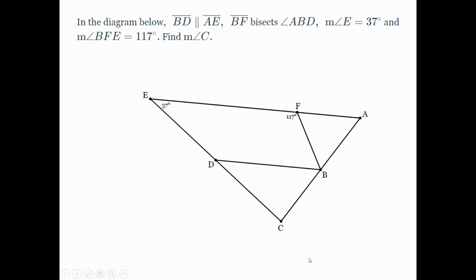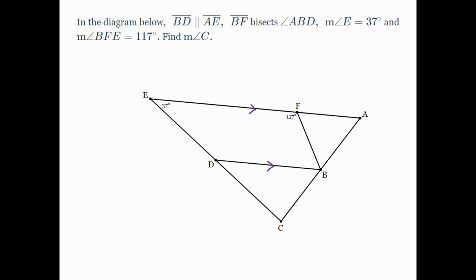Hi, this is Mrs. Rondo, and this is our second example of how to find angles in our extended practice on DeltaMath. So here we go. In the diagram below, BD is parallel to AE, so we're going to mark that.